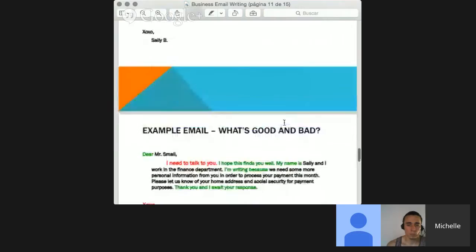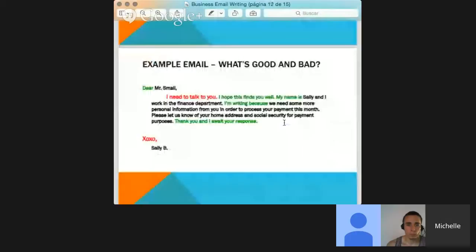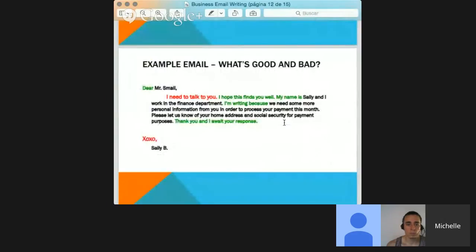So like we were talking about, the things in green are the good things we learned about, and the things in red are the bad. So the start of the email is good, right? Dear Mr. Small. We always want to start things with dear, good afternoon. So the "I need to talk to you," like Renzo said, good job, is a little bit too much. It's not totally wrong, but I wouldn't advise it for a formal business email. It's a little bit too strong.